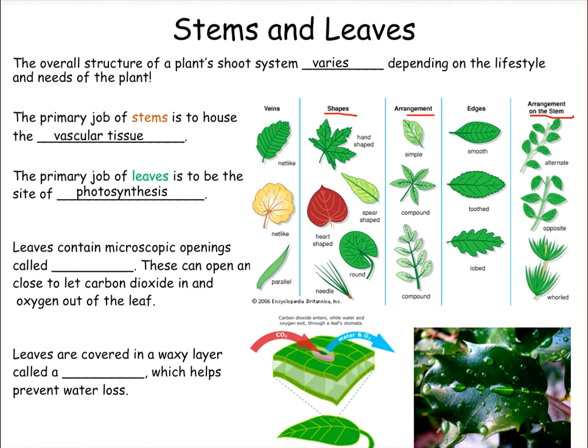Now, another interesting anatomical feature of leaves is that they contain these microscopic openings called stomata. And so here in this diagram, if you were to blow up the surface of a leaf, if you take a little section like this and you blow it up, what you'll notice is that you have these microscopic holes. And the point of those holes, they can open and close as the plant needs, either to let carbon dioxide or oxygen in or out of the leaf.